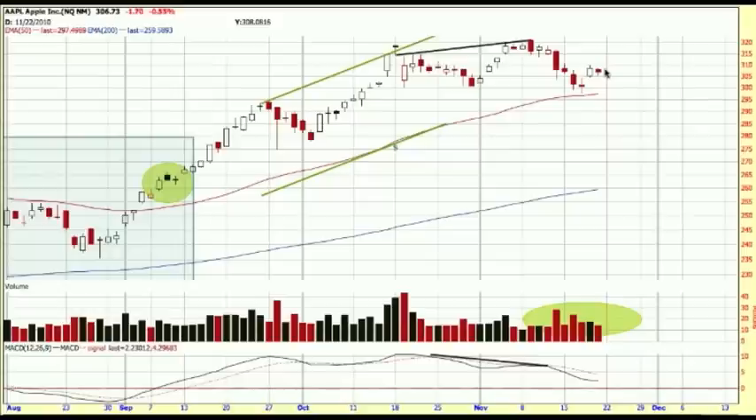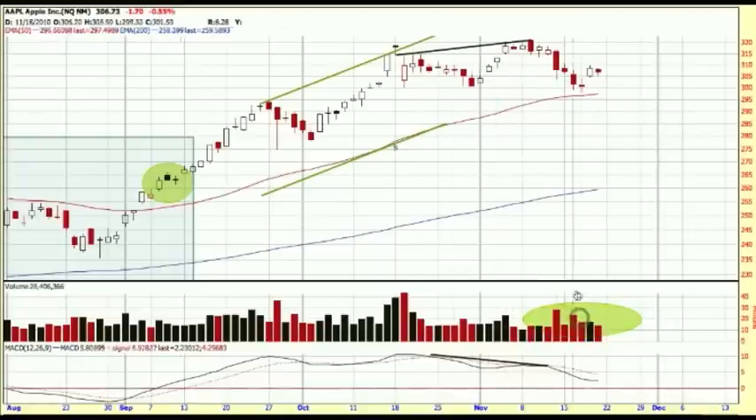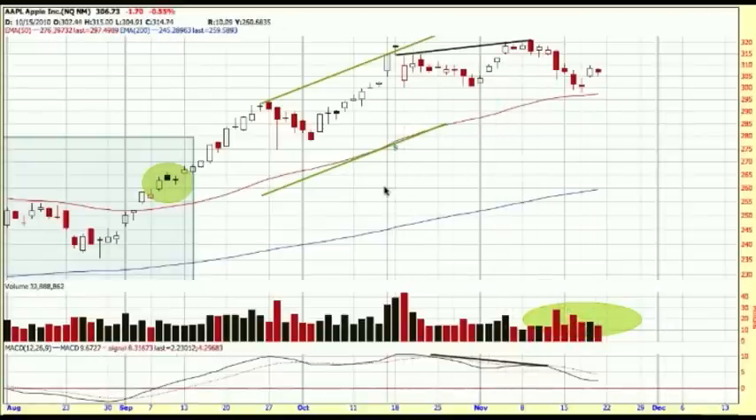The stock right now is at roughly $306 a share. Some of the estimates are upwards of $500 a share. But again, when the market gets sloppy, you see this kind of negative divergence and you see this kind of volume on the down days, you just want to be super cautious.